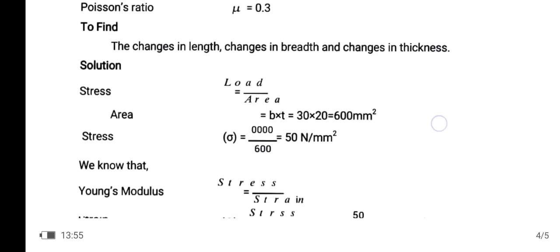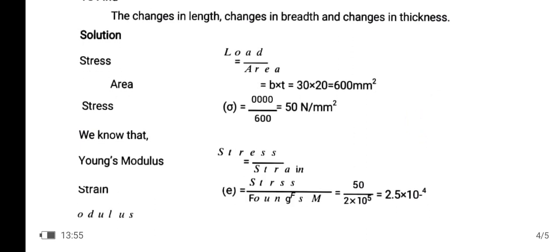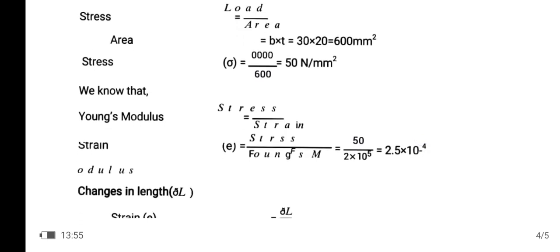So first find out the stress. Stress is equal to load by area. Area, you know that for a rectangular section, is breadth into thickness. So breadth 30 into 20 are given. Substitute the value, answer is 600 mm square. Then stress is equal to load by area, that is the load value 30,000 divided by area 600. So answer is 50 Newton per mm square.